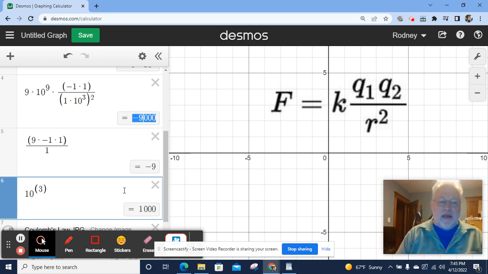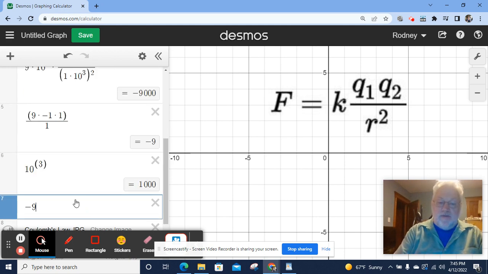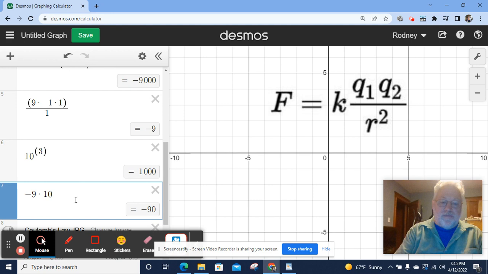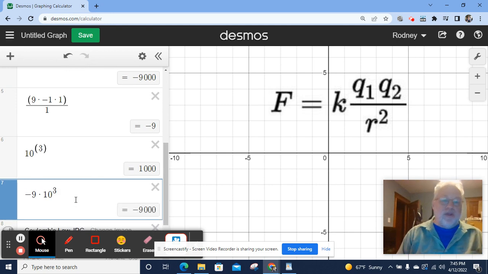Or -9 times 10 to the third power. So the electromagnetic force between one electron and one proton that are 1 kilometer apart, it's negative. That means they're attracted to each other. That's why that negative is there. But it is 9,000 newtons, 9 times 10 to the third newtons of force between them.